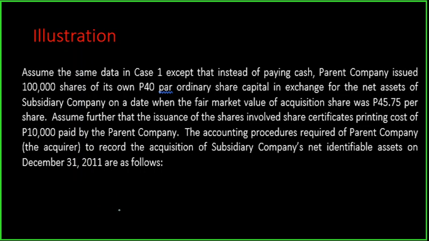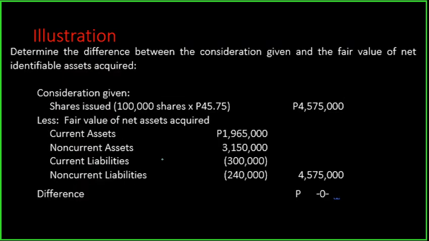Let's assume the same data in case 1, except that instead of paying cash, they are now going to issue 100,000 shares of its own, 40 par ordinary share. And the fair market value is 45.75. So parang alam na natin yung mangyayari dito, no? You have your share certificate printing cost of 10,000. So again, pareho na naman. That's the fair market value. Nagkataon lang that the consideration given for the first, second, and this illustration is the same. You will see that there is no goodwill.